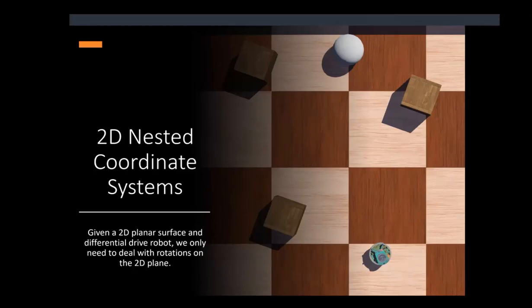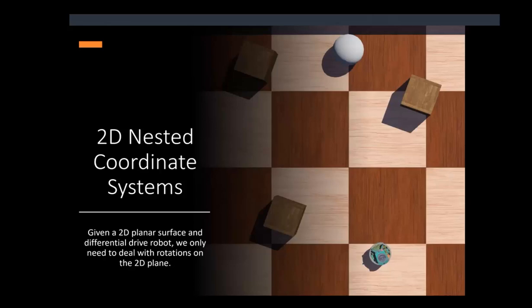So here, we're going to deal with three different variables. We have our X, we have our Y, and we're going to have a theta, which is our rotation, because our robot is orientable. Because of that, we have to know where it is rotated around the axis that's coming out of the plane.